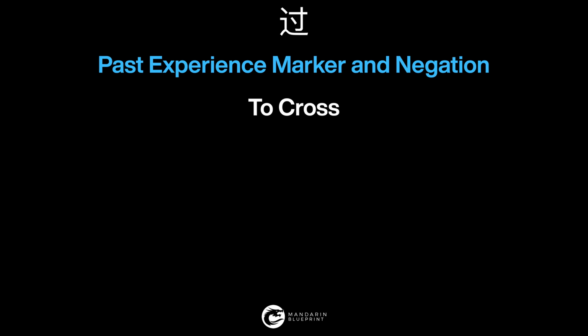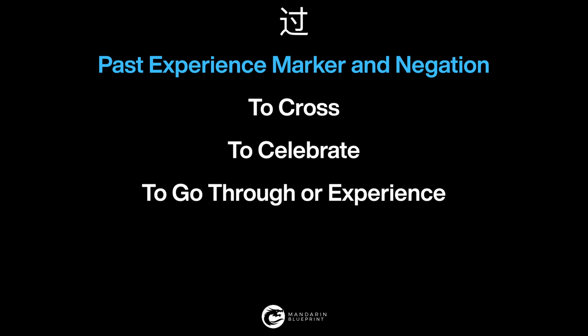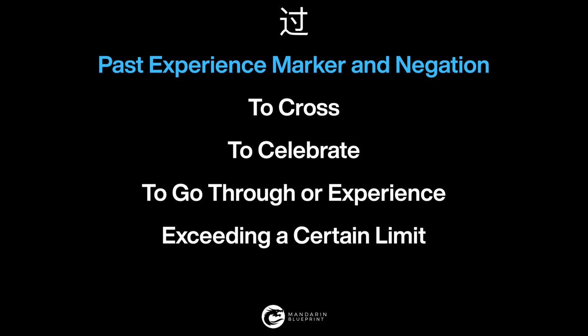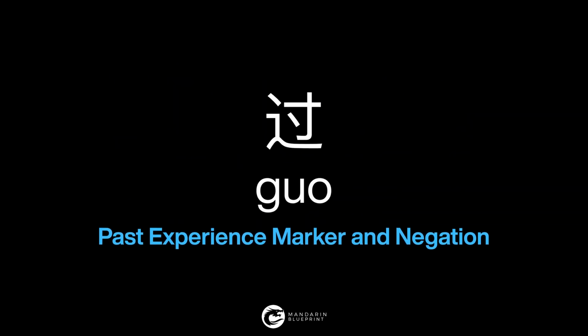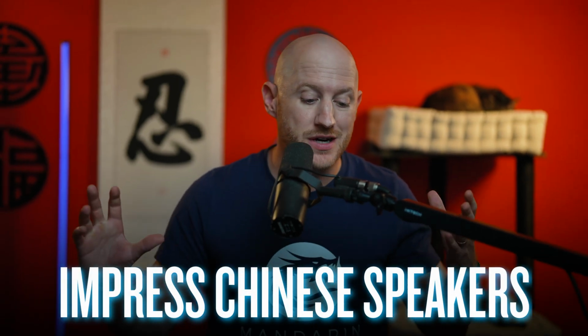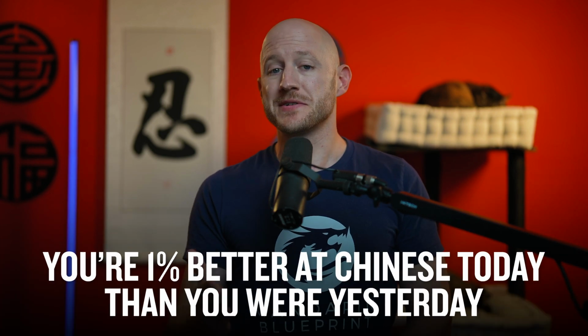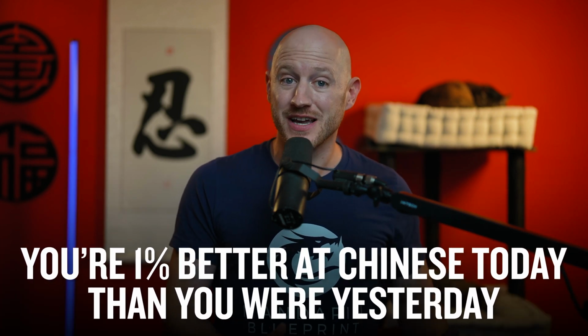We're going to cover the primary verb function of to cross, also to celebrate, to go through or experience, exceeding a certain limit, and a softer version of the conjunction but with guo. And I'm really excited about all of this because guo is a hugely important character. By mastering this character, you're going to impress Chinese speakers, and we're going to give you a plethora of examples through the presentation today that will make it so that you're 1% better at Chinese today than you were yesterday. Hey, you do that enough days in a row, and fluency and acquisition is not a matter of if, but when.